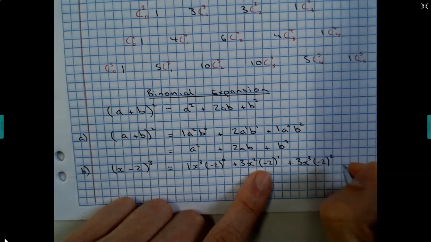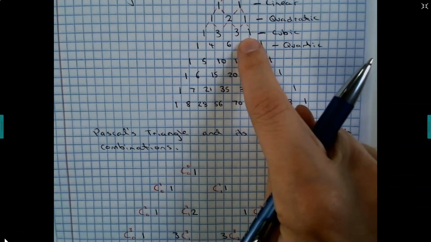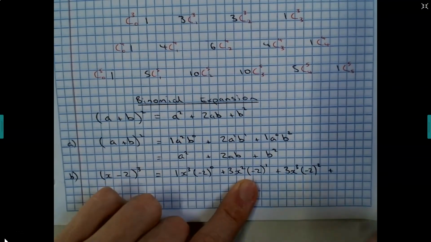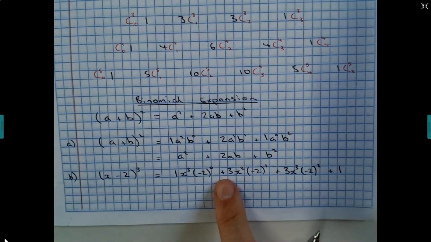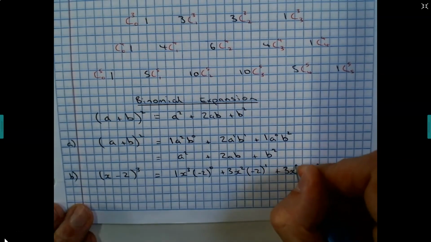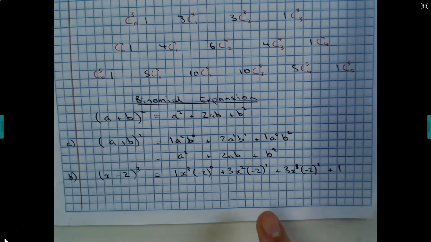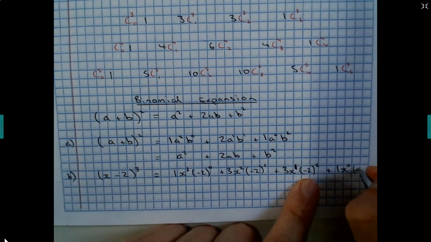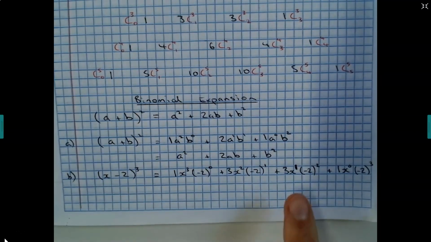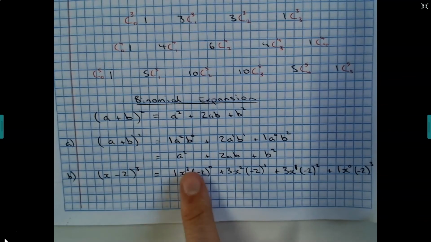And then our last one, come back to Pascal's triangle, it's a 1. So we've got plus 1. Did I make a mistake? Sorry, that's meant to be a 1. I'm counting down with the first term. Okay, so it's going to be 1, x to the power of 0, and then minus 2 to the power of 3. All right, my apologies for that one. So you're counting down the powers with the first term, you're counting up the powers with the second term. All right, now let's simplify.